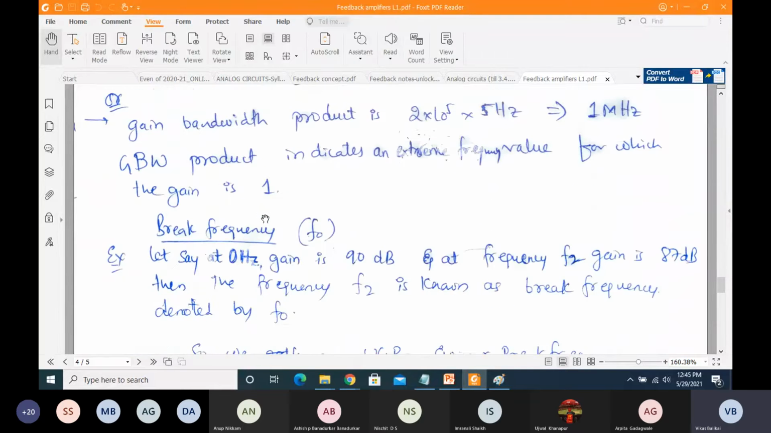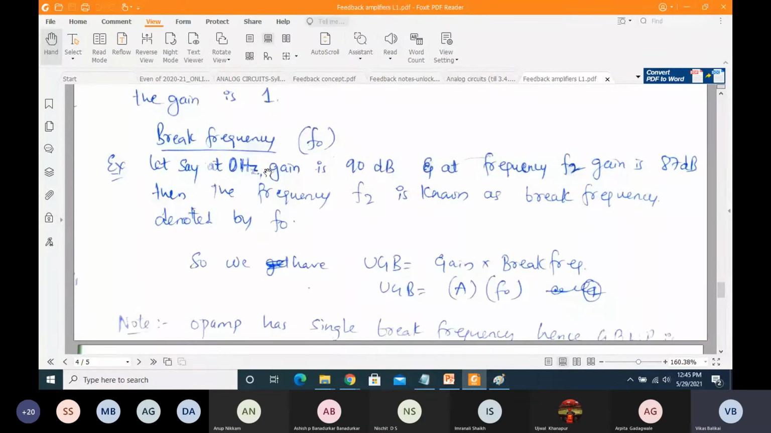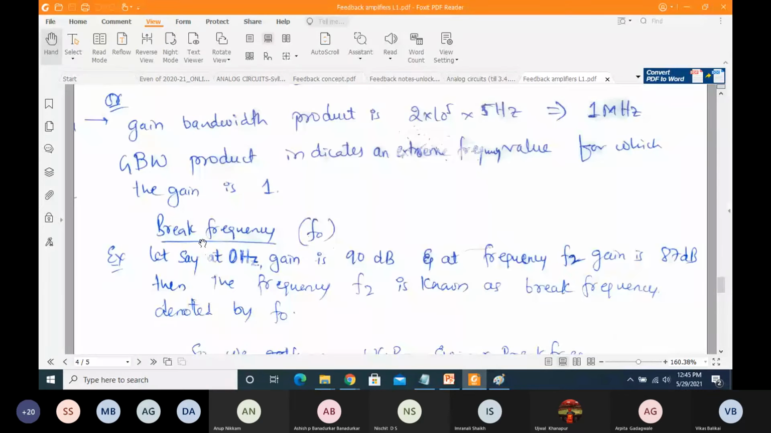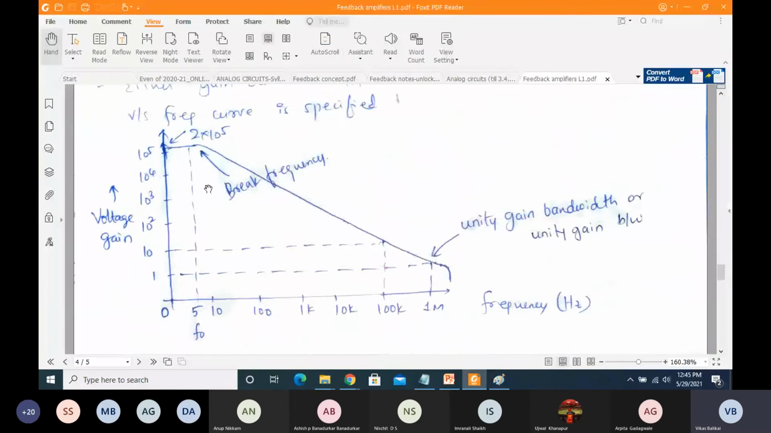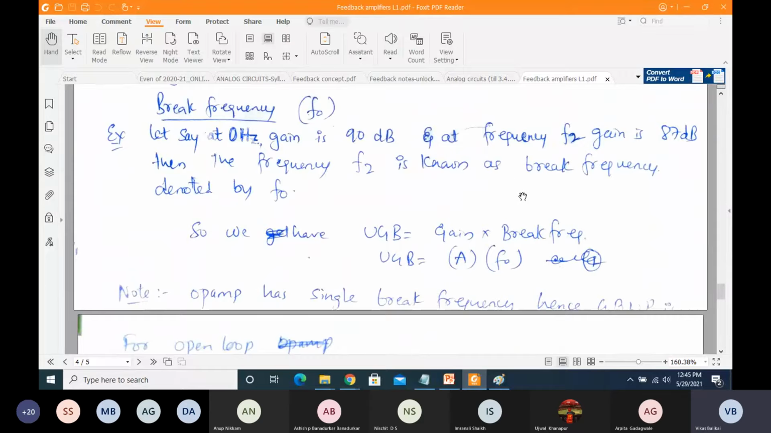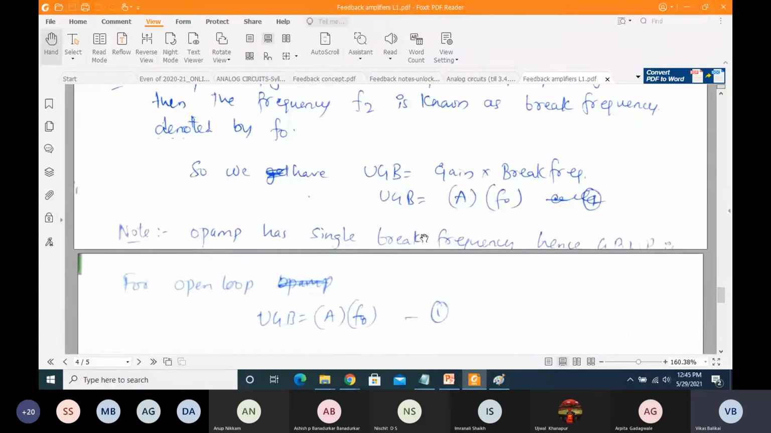This is what we have done in our op amp lecture, where we have seen, let's say at 0 hertz the gain is 90 dB, and at frequency f2 the gain is dipping to 87 dB. Then f2 is known as the break frequency, because at that particular frequency the gain is dipping. So the unity gain bandwidth can be defined as gain multiplied by the break frequency, that is A into f naught.